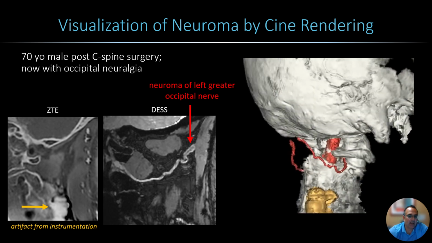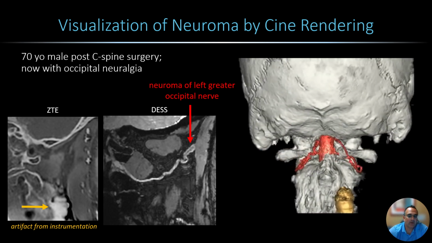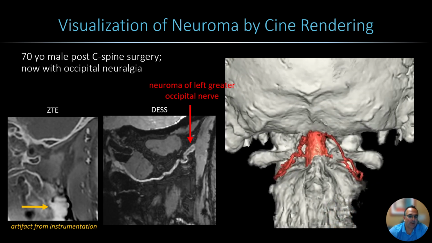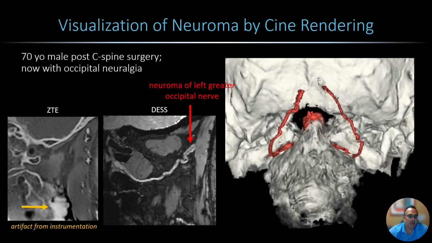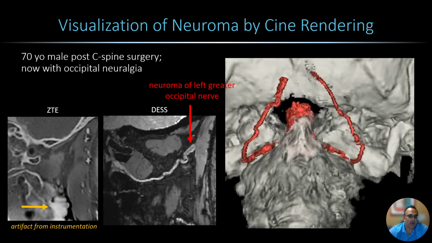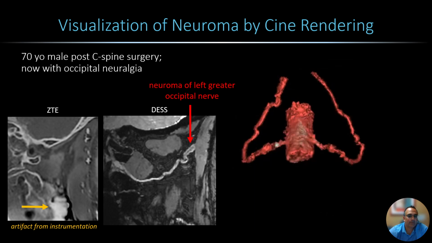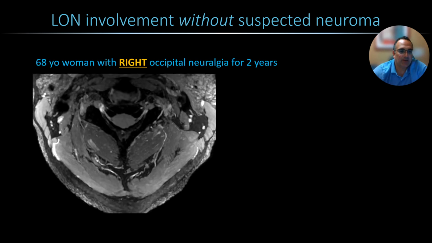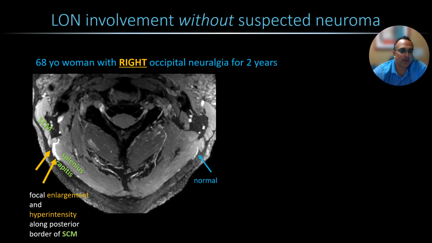We can fuse those together, and then we can create a cinematic rendering, which may be helpful to show both the provider the abnormality, but also the patient, particularly if surgery is considered. Let's show you an example next of lesser occipital nerve involvement without suspected neuroma. This is a 68-year-old woman with right occipital neuralgia for 2 years.